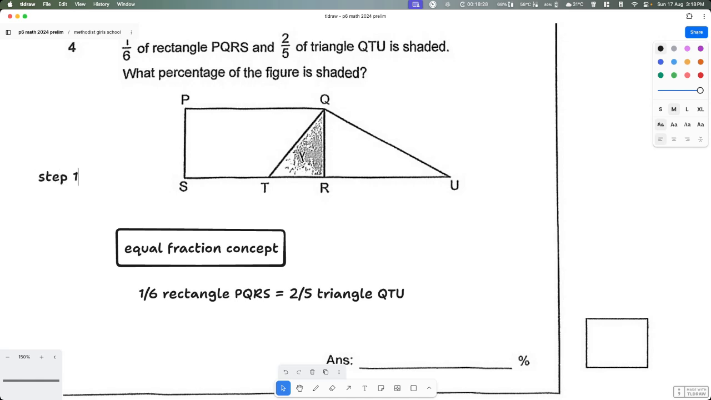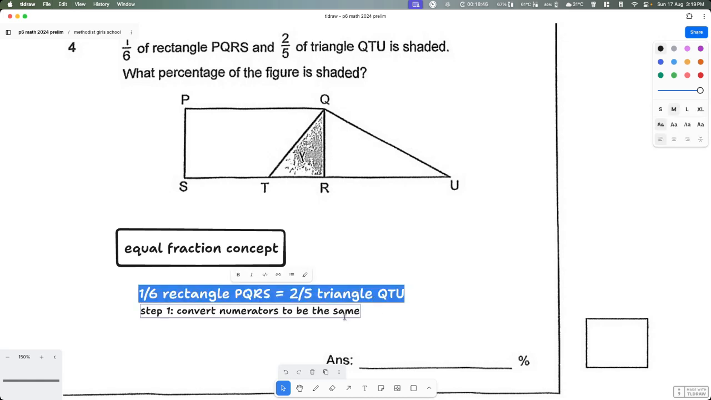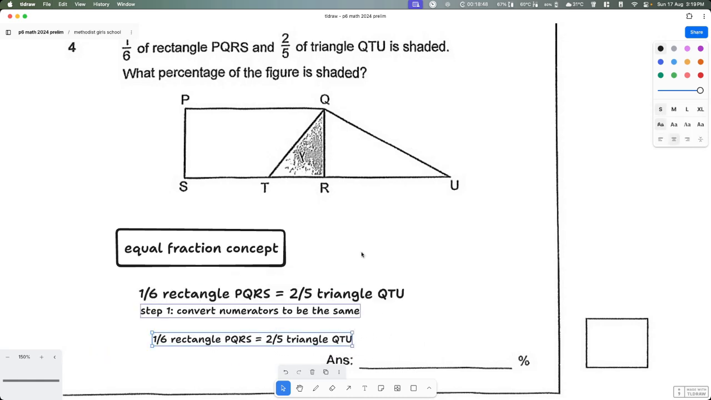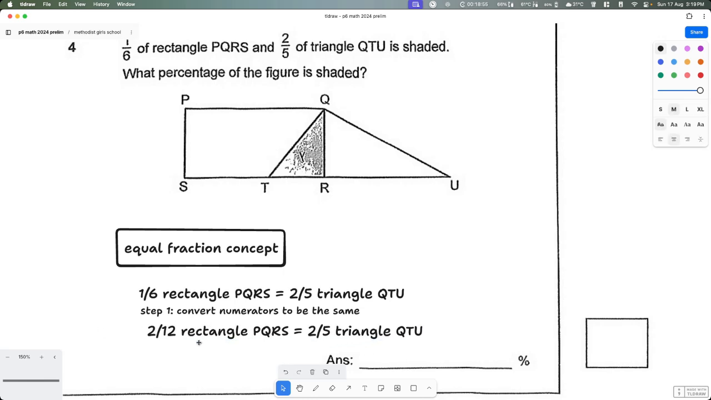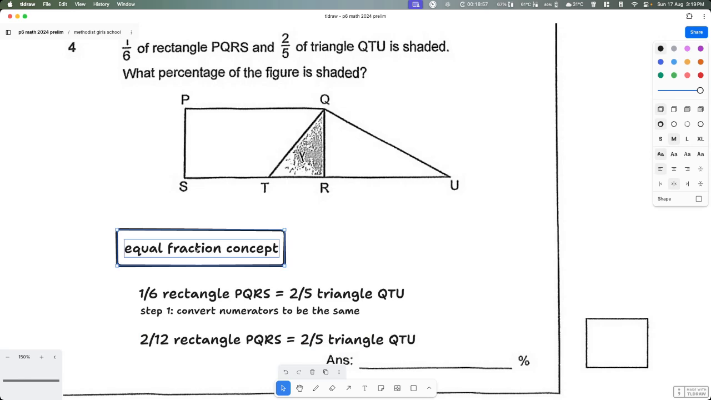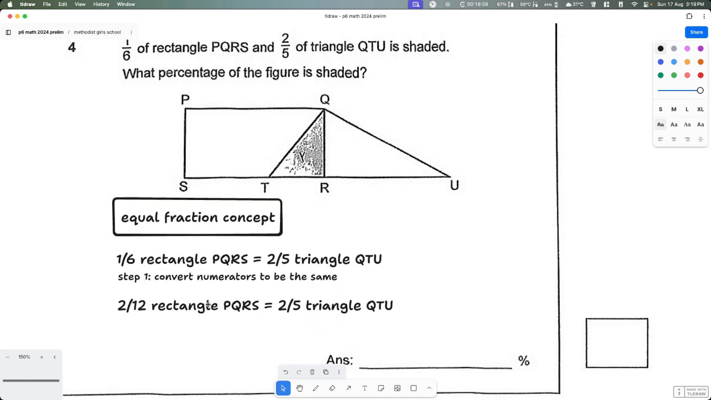So that means, let me write this down. Step 1 is to convert the numerators to be the same. Okay, so step one is to convert the numerators to be the same. So this will then become 12, and then 2. Okay, 2 over 12.